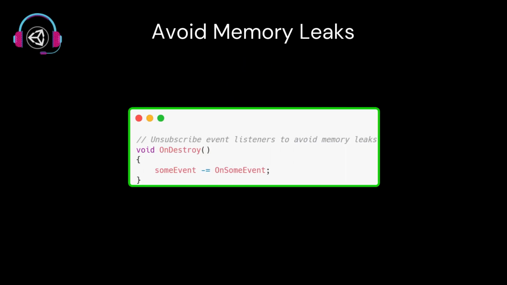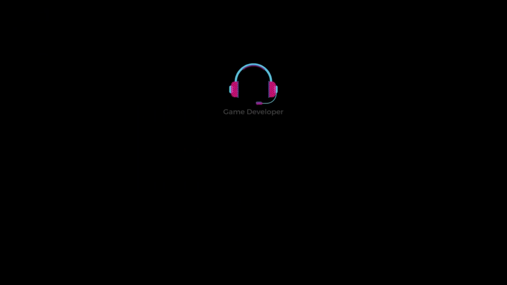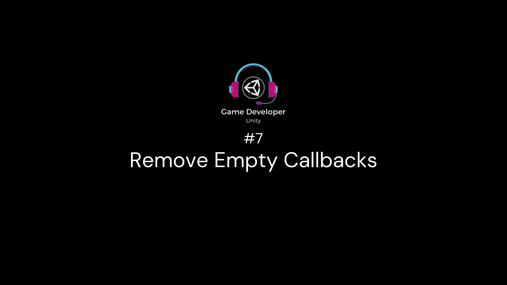Tip number 6: avoid memory leaks with event listeners and delegates. Make sure to unsubscribe event listeners or delegates when an object is destroyed to avoid memory leaks. This is especially important when you use persistent event listeners that may not be automatically removed when the object is destroyed.